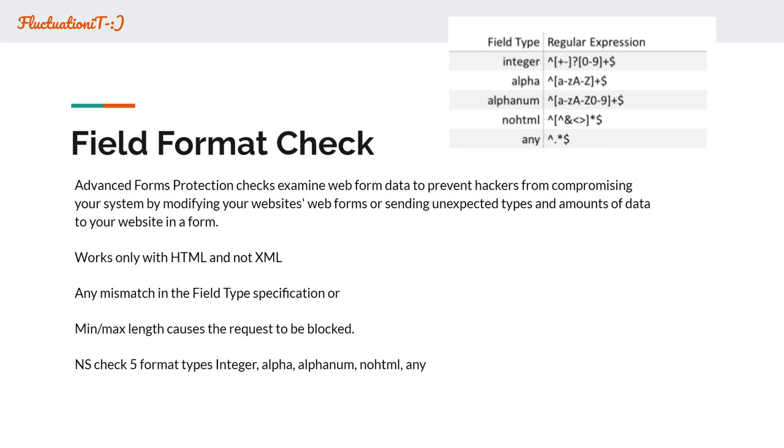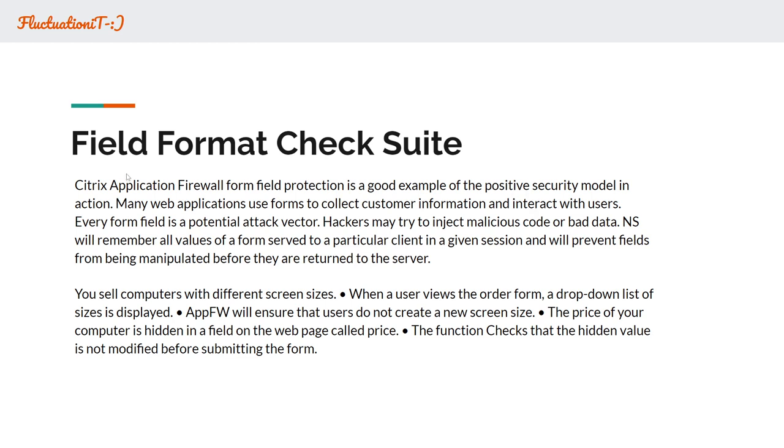So you can add some actions and rules. You can add integer, alpha, alphanumeric, no HTML, and any. You can block the action, you can log it, you can use statistics, and you can learn, of course. And you have some predefined field types like integer, alpha, alphanumeric, no HTML, and any. So these are some of the field types that you can, of course, use.